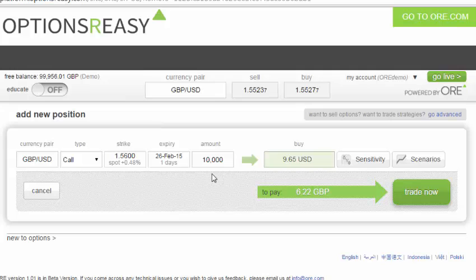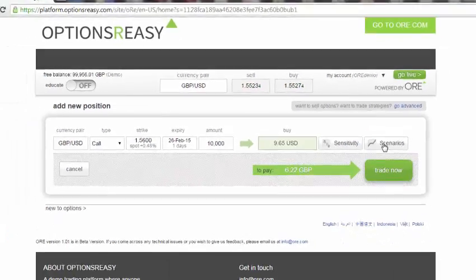So in summary, the option we have here is a call with a reserve rate to buy £10,000 against the US dollar at 156 over the next day, and this will cost me $9, or in my own domestic currency, that is £6. To view the payout potential of this trade, you click the Scenarios button.